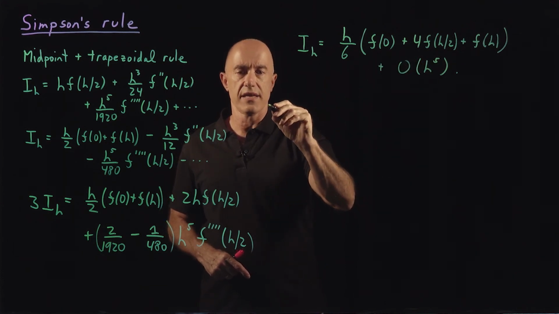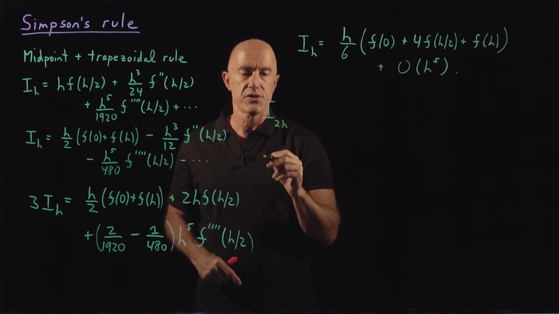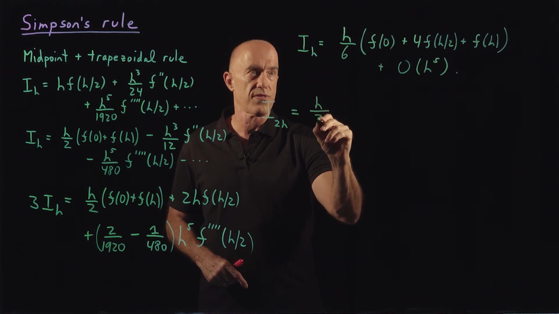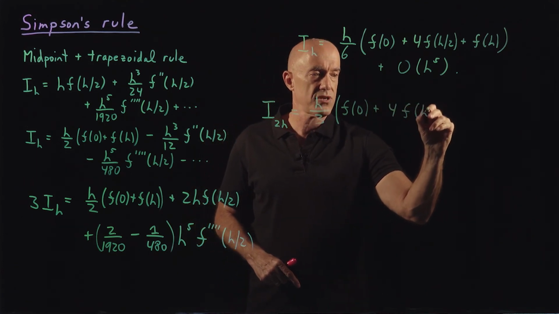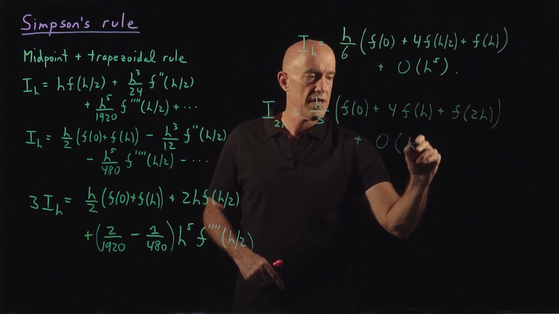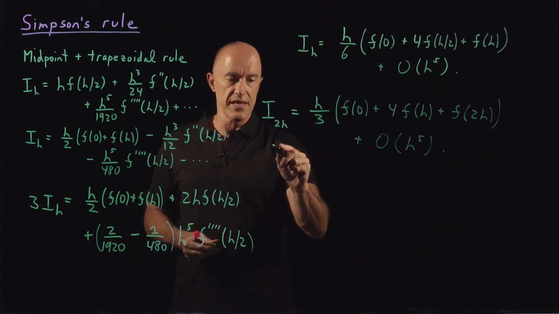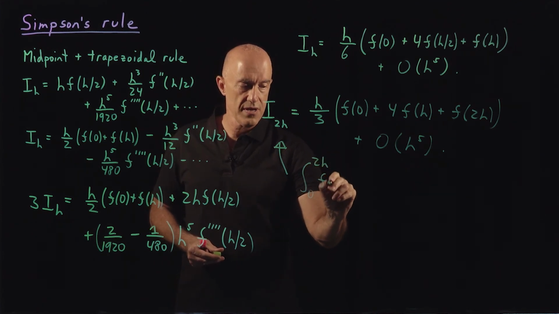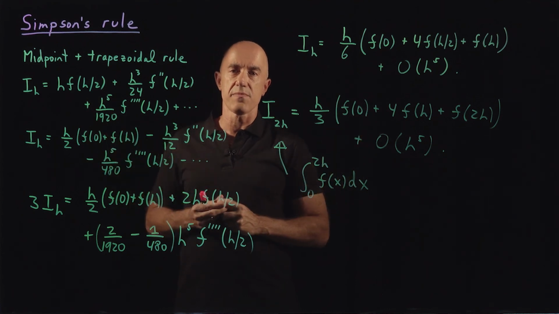It's usually not written like that, so let me write it in more standard form. The usual way of writing it is the integral from, instead of 0 to h, it's the integral from 0 to 2h. And then we multiply h by 2, so then you would see it as h over 3 times f of 0 plus 4 f of h plus f of 2h. And then the error term is still h to the fifth. So that's the famous Simpson's rule. So this is, remember, very important, this is the integral from 0 to 2h of f of x dx.